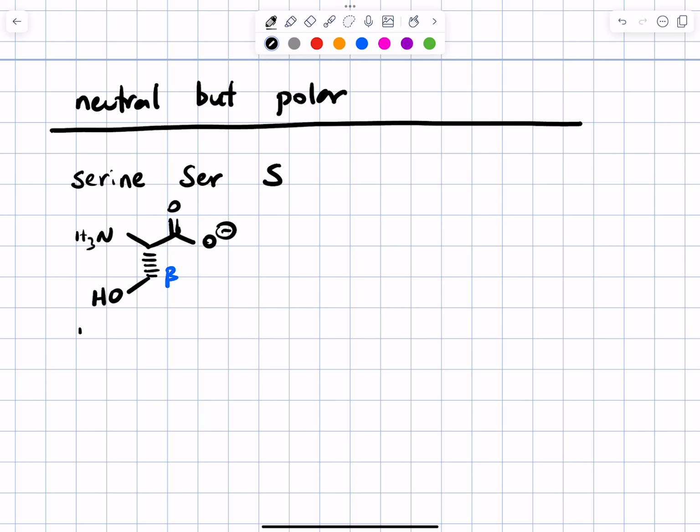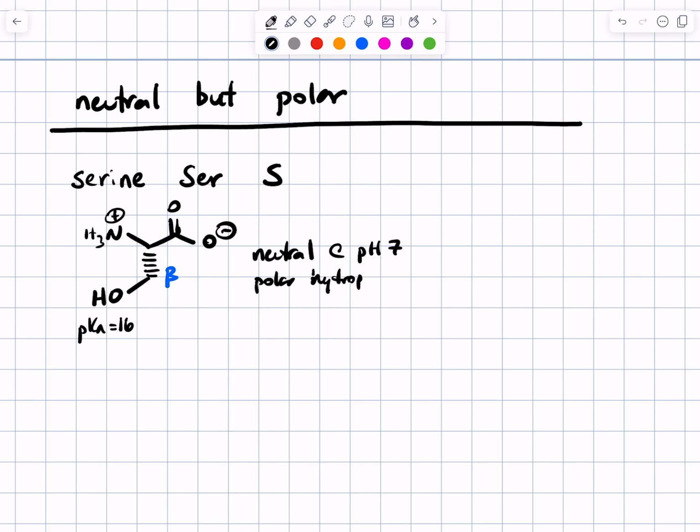Of course, the pKa for an OH group that's just normal and not adjacent to a benzene ring is 16, so it is always neutral at physiological pH. We've seen it get deprotonated in the catalytic triad. But in general, if exposed to water, it should be neutral. It's polar, it's hydrophilic, it's capable of hydrogen bonding.